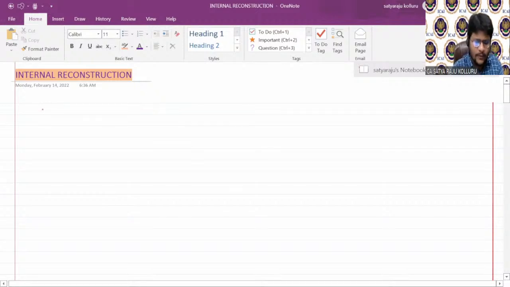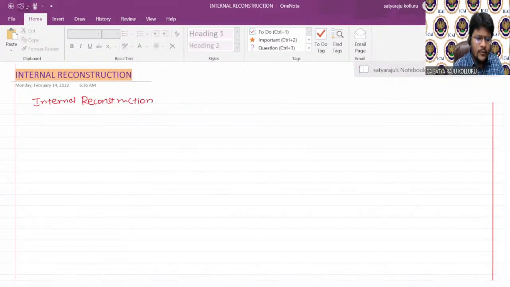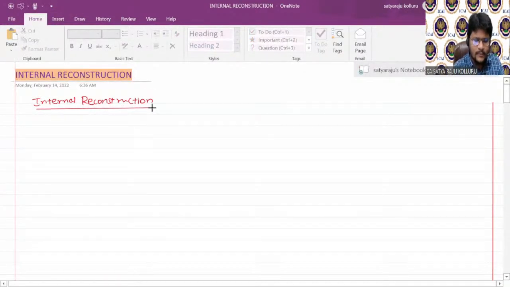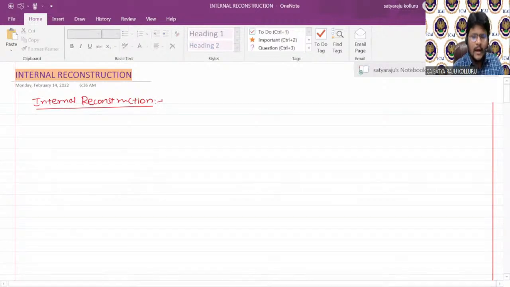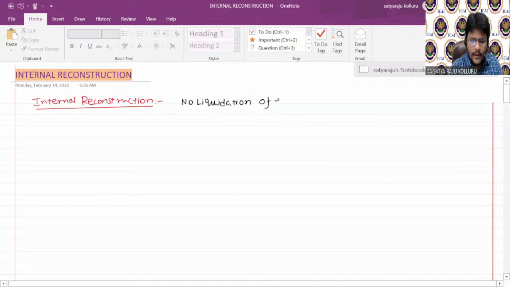Then in the process of internal reconstruction, what are we doing in general? The first and foremost thing is there is no liquidation of the existing company. As in the case of amalgamation, here we are not liquidating any company. That point you should bear in your mind. There is no liquidation of the existing company.